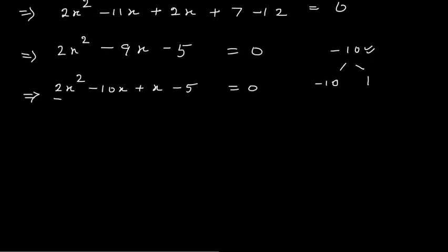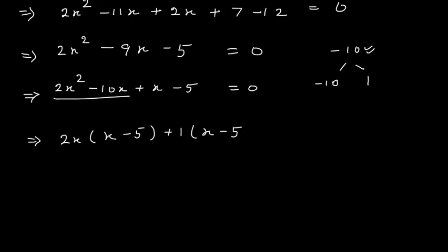From the first two terms we will take 2x common. So after taking 2x common, here we have x minus 5. Then here I will take 1 common. Actually we need not take anything common, so we will write 1. And now here it is x minus 5 equal to 0.